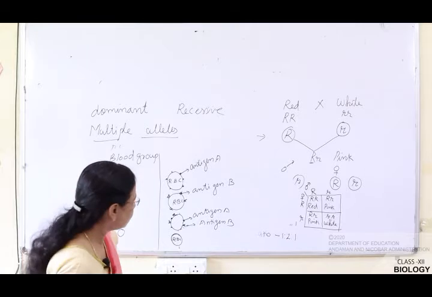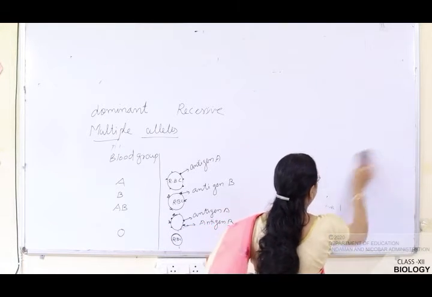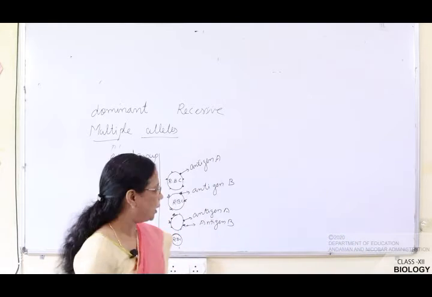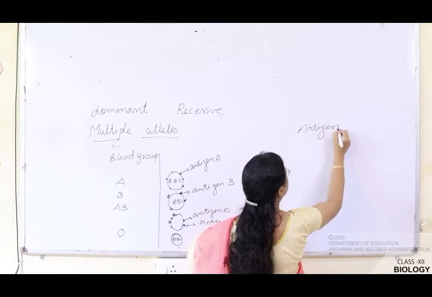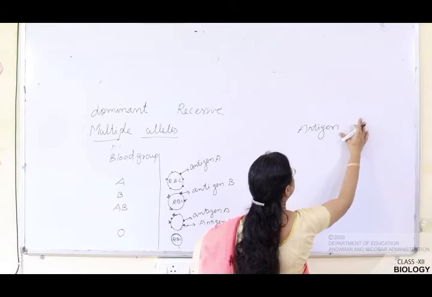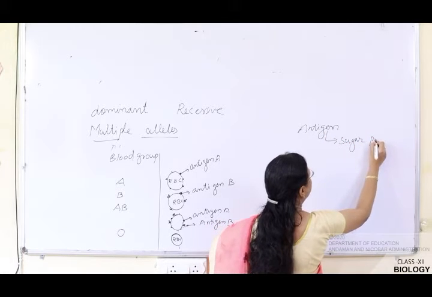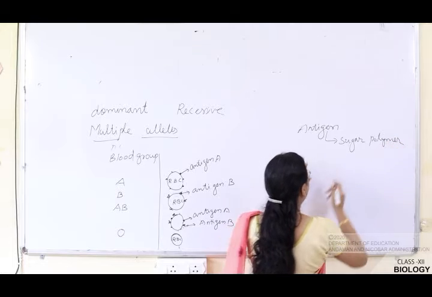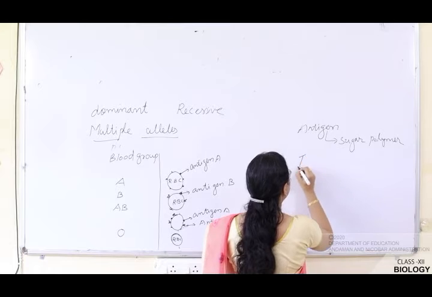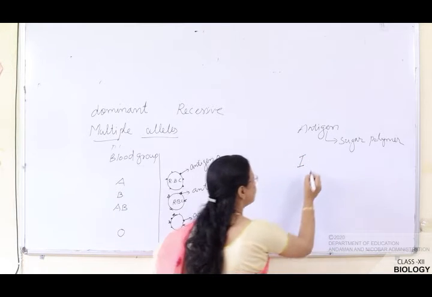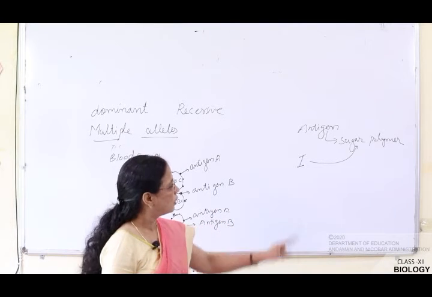So now, this antigen is made up of a sugar polymer. We can say it is an antigen which is made up of a sugar polymer. There is a gene which is known as the capital I. This gene is responsible for the synthesis of sugar polymer.